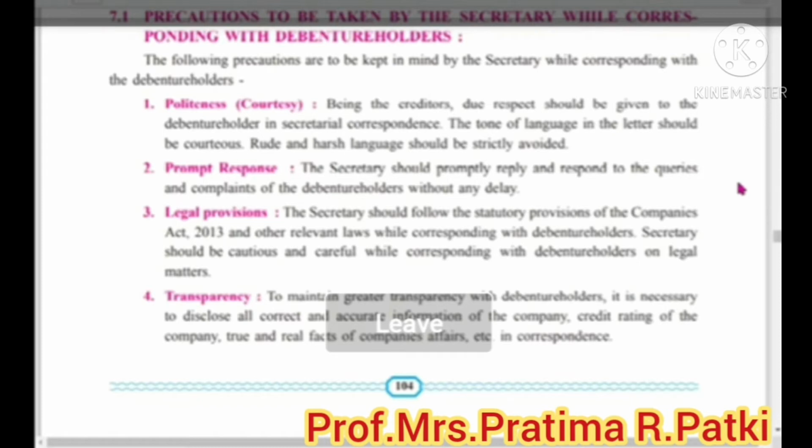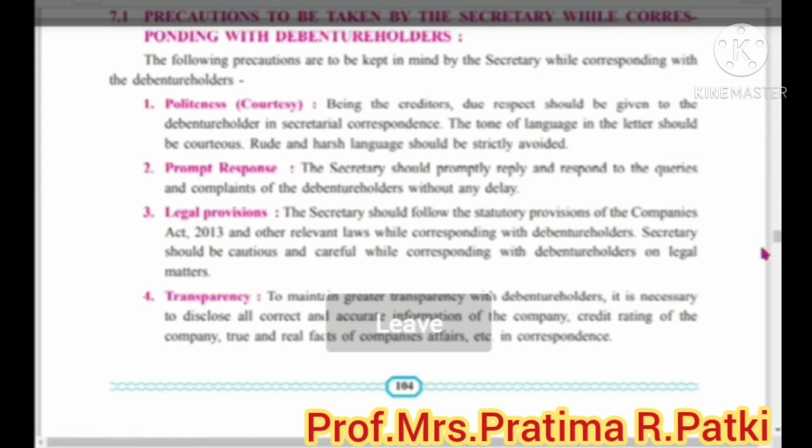If there is any doubt, any question, any issue that the debenture holder is facing, then he needs to communicate with the company. And once a communication is received by the company, then a prompt reply or response also needs to be given by the secretary of the company. Next is legal provisions. This is very, very important.